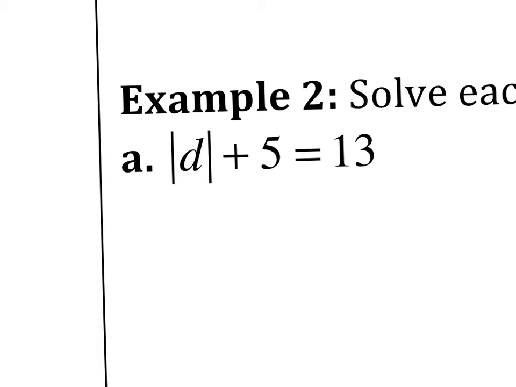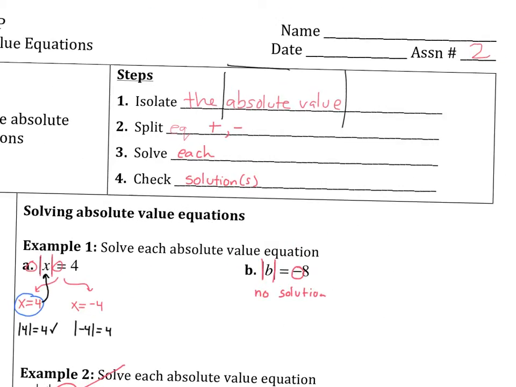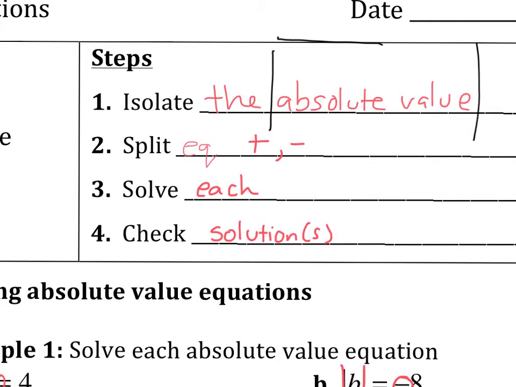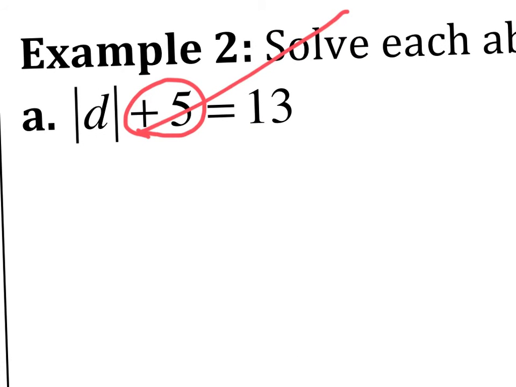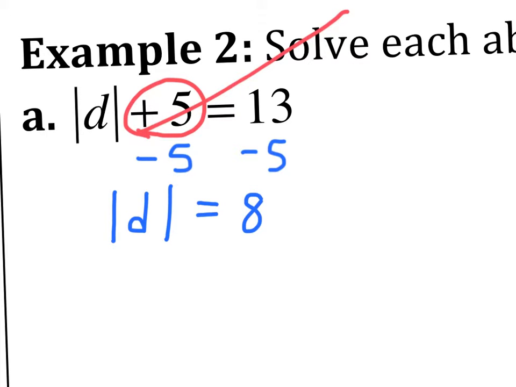So as we look at number 2a, we see that there is a plus 5. Now, is this inside or outside the absolute value? Outside. Since it's outside, step number 1 holds true, which said we need to isolate the absolute value. So I have to isolate the absolute value by getting rid of the 5. I'm going to subtract 5 from both sides. And when I do that, I now get the absolute value of d is equal to positive 8.